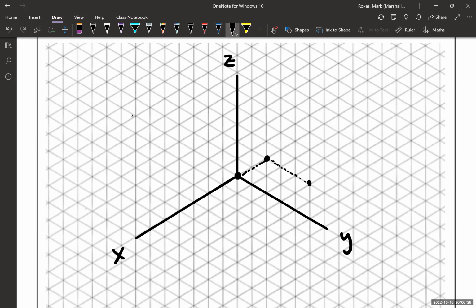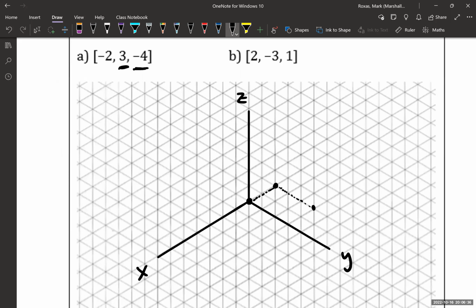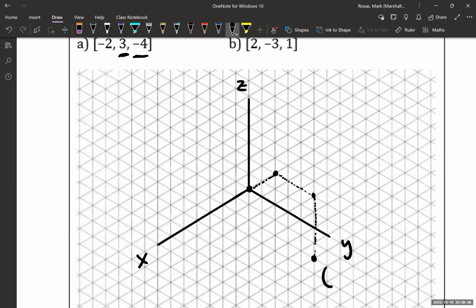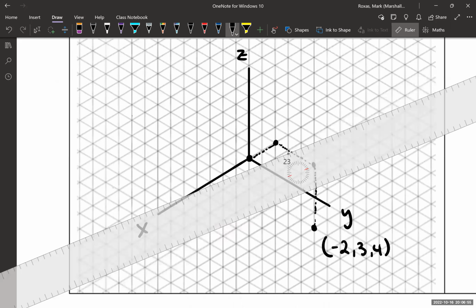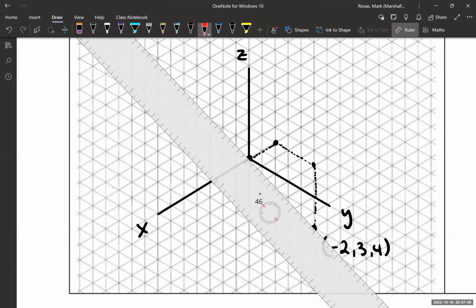Right about there. Okay, and each grid square is 1 unit, so that's what I'm following here. And then along the z-axis -4, so parallel to the z-axis I'm going to go -4, so I'm going to go down 4 instead of up. So 1, 2, 3, 4 until I end up there. So that point right there is -2, 3, and -4. And then if I want to draw the vector, I'm just going to connect the origin to that point. And here we go.